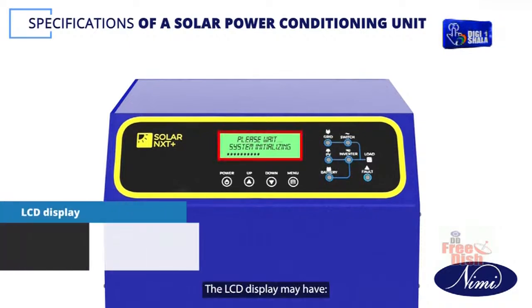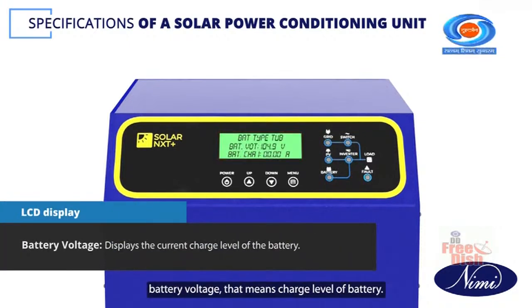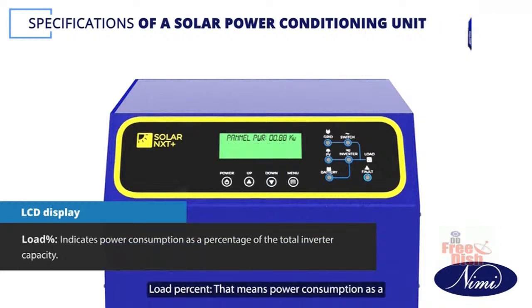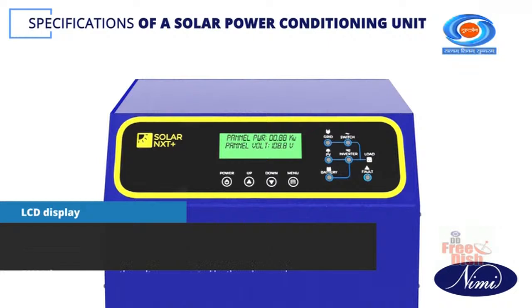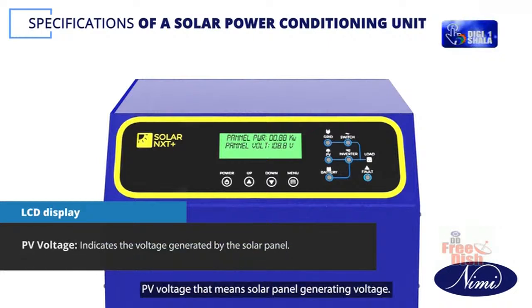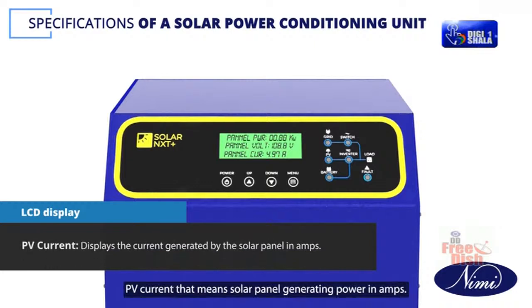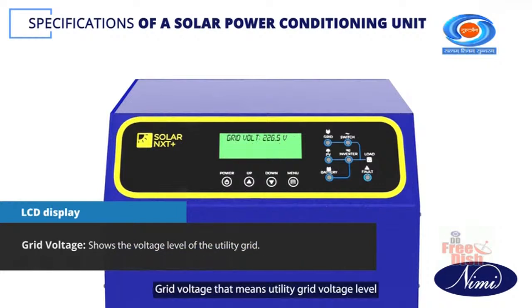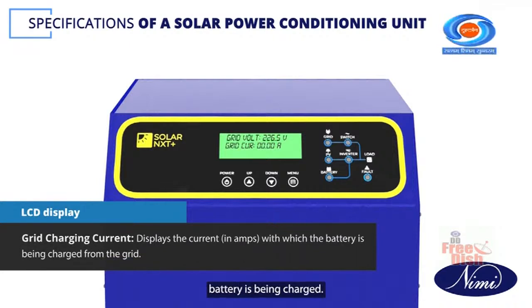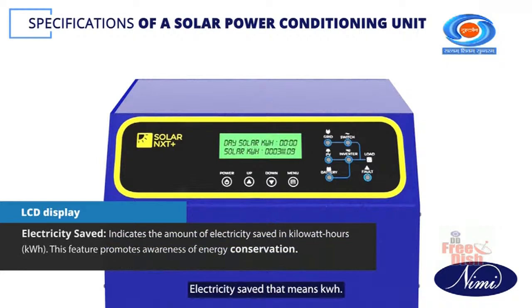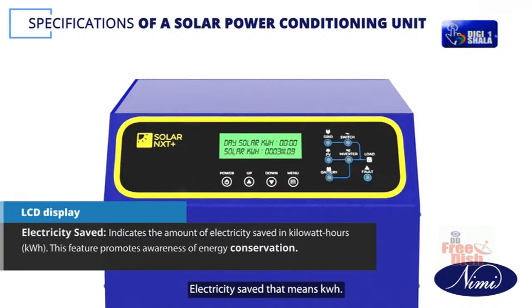The LCD display may have battery voltage, that means charge level of battery. Load percent, that means power consumption as a percent of total inverter power. Output voltage. PV voltage, that means solar panel generating voltage. PV current, that means solar panel generating power in amps. Grid voltage, that means utility grid voltage level. Grid charging current, that means amp with which battery is being charged. Electricity saved, that means kWh.